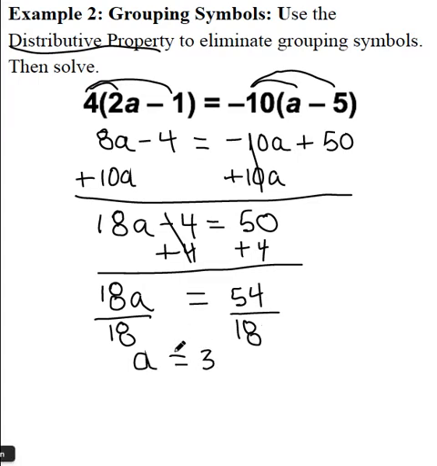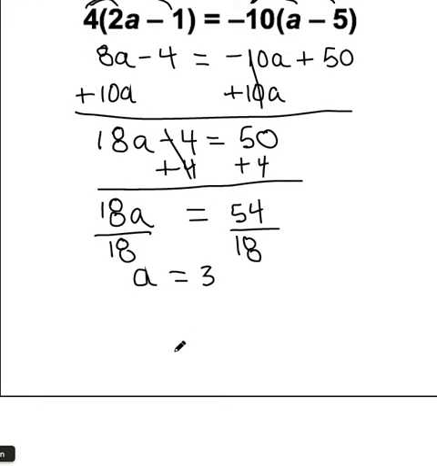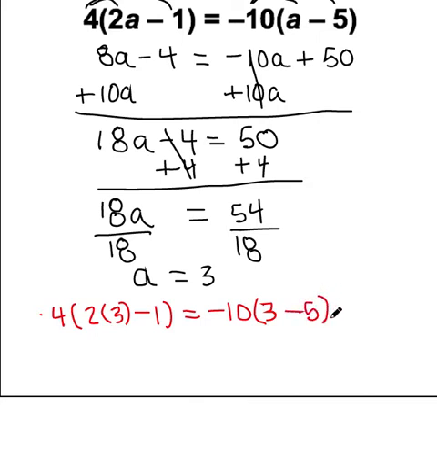Now, how can I check that? Well, if I substitute 3 back into my original equation and solve it, I can make sure that both sides of the equal sign are in fact equal. Well, let me go ahead and try that. I changed colors this time. All right, so I'm going to rewrite the equation, and anytime I see a, I'm going to plug in 3. So 4 times the difference of 3 minus 1 is equal to negative 10 times the difference of 3 and 5.